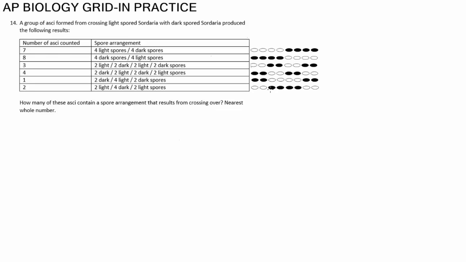In some cases, you could have a double crossover event, which would yield the last two instances, where one swap occurs and then another swap occurs, leading to dark and then all the light ones and then more dark, or light, then all the dark ones and then light. For the best explanation of Sordaria, if you just Google Sordaria crossing over and look at Google images, you can find some really nice concise diagrams that explain how these patterns come to be. But for the sake of this question, all we have to do is count up how many of these contain a spore arrangement that results from crossing over, which, as I said, is all of them except for the first two. And so we're just looking at 3 plus 4 plus 1 plus 2, or 10.